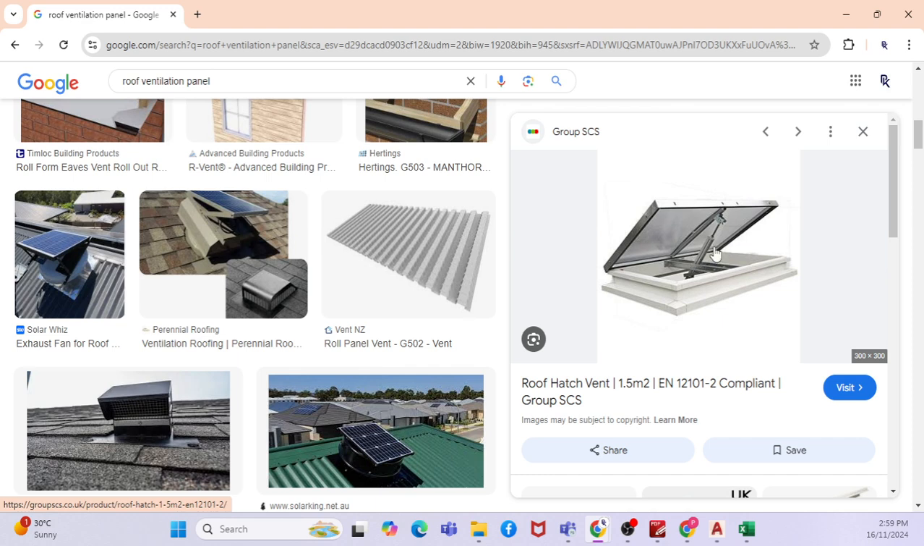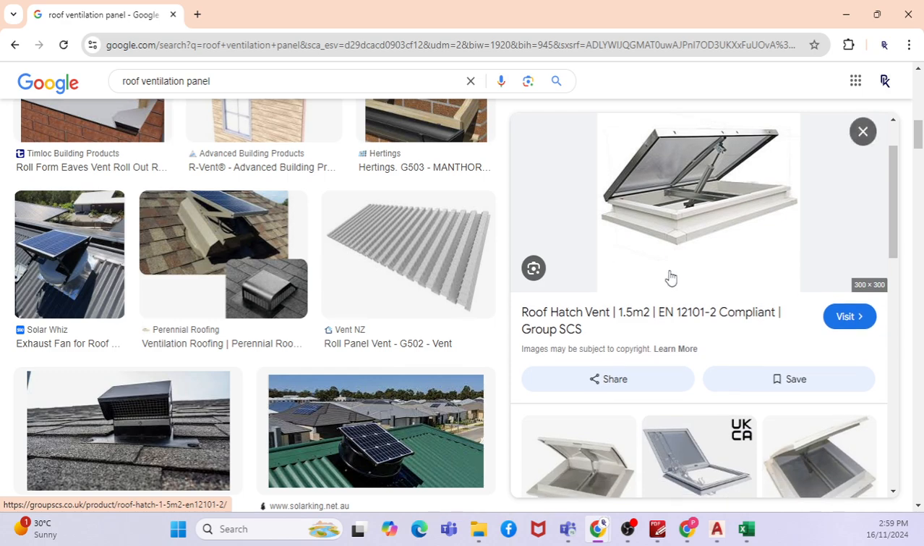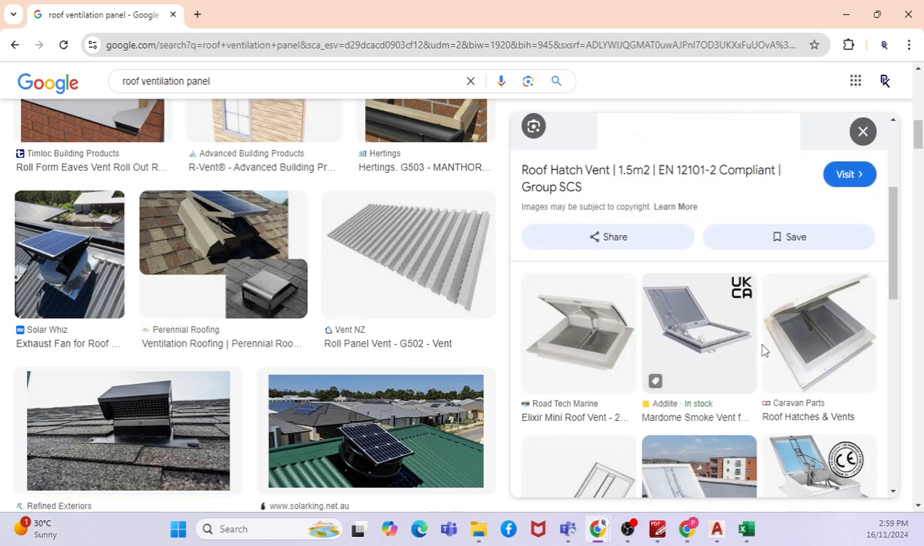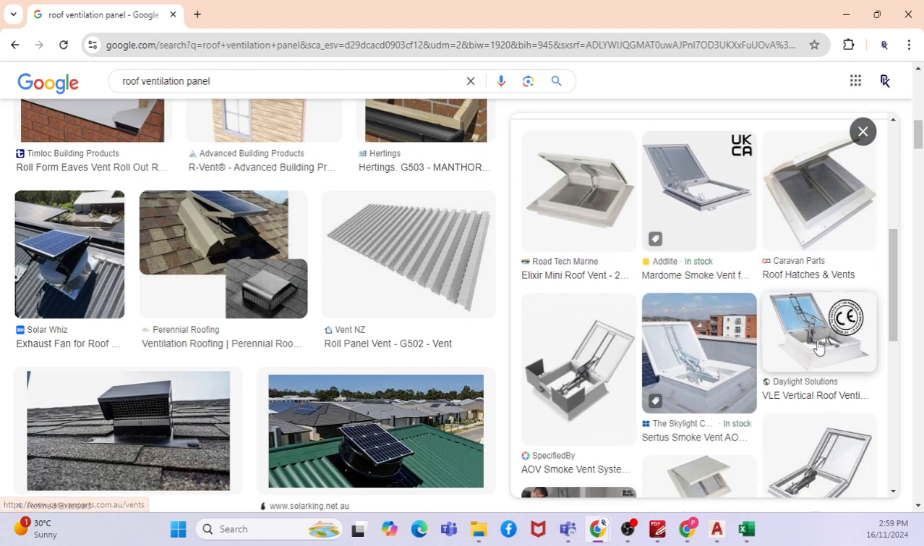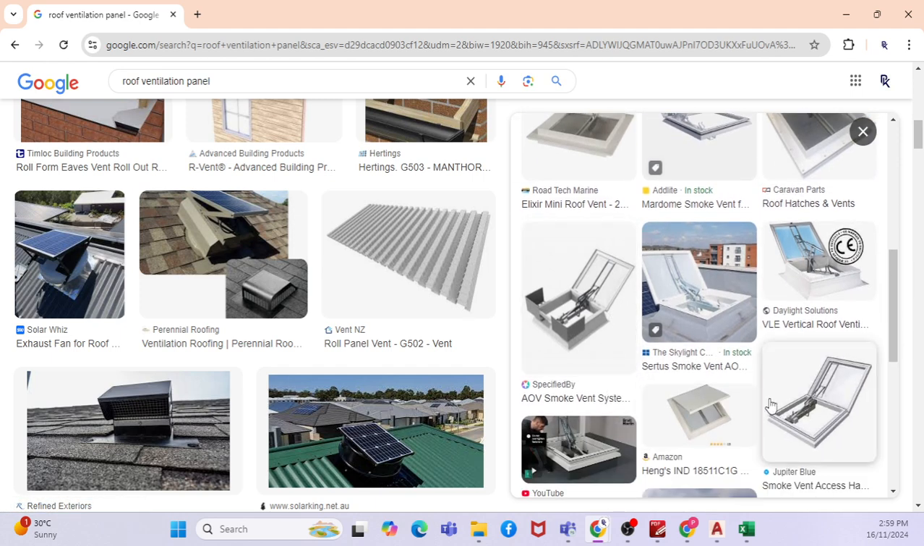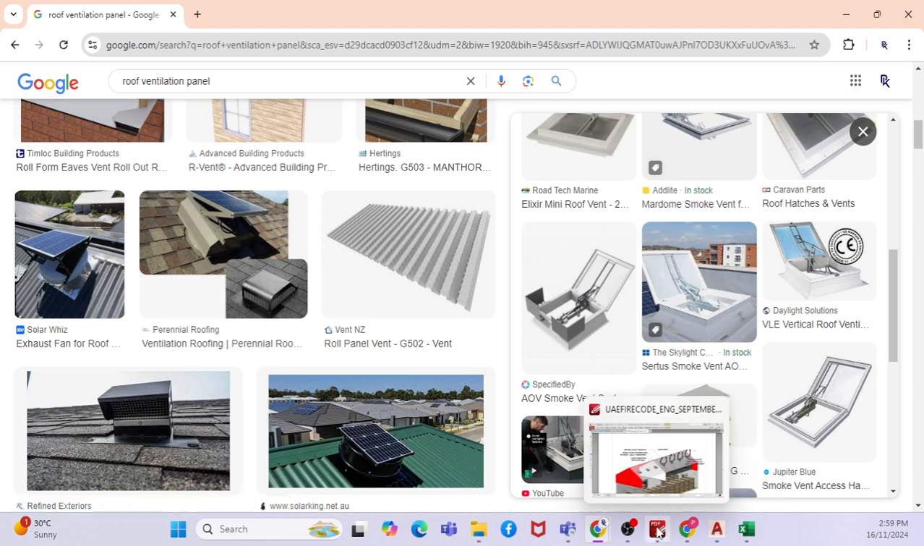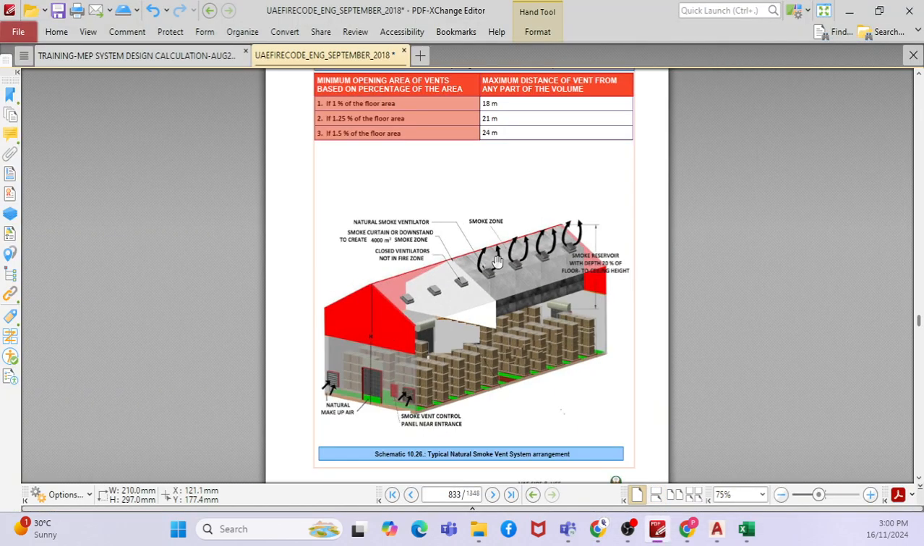You can see this particular picture, right? Whenever this opens, whatever smoke is inside will be taken out naturally. There is no external fan working in this scenario. That is why it is called natural ventilation.